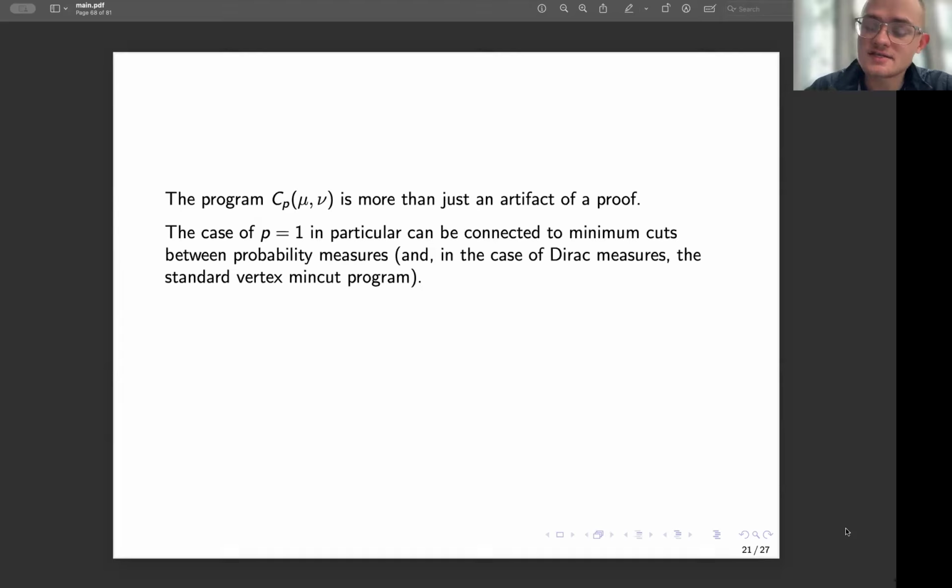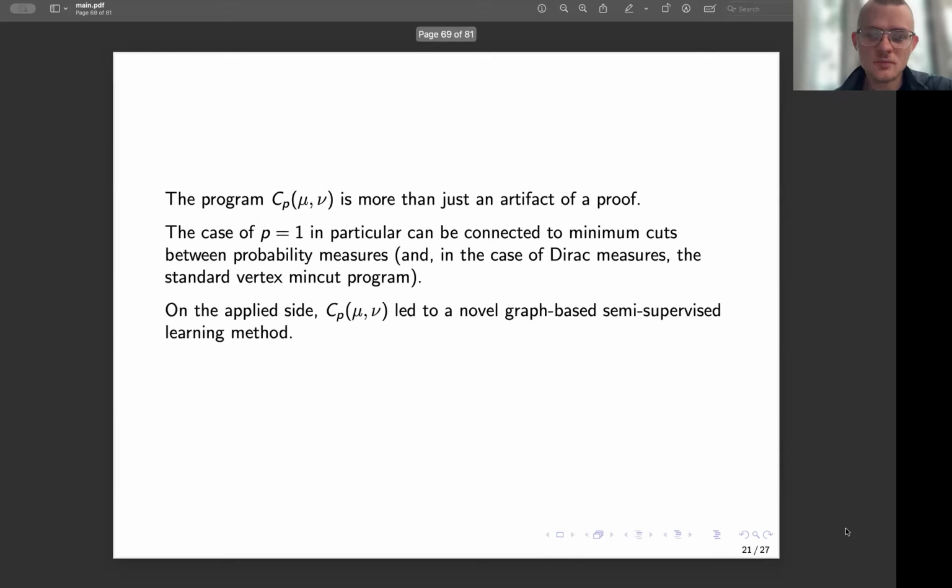And in the case of P equals 1, this program CP allows us to, in essence, extend that vertex min cut program to a probability measure min cut program, right? Where instead of completely isolating the probability measures, you want to isolate them without throwing away too much weight. Let's just put it that way. So there's a way to relax the vertex min cut program that recovers that.